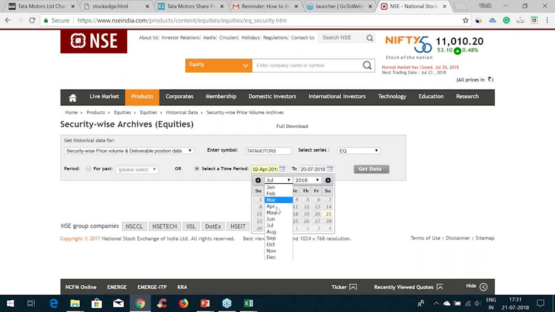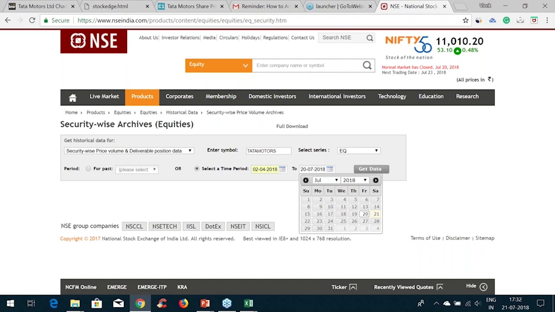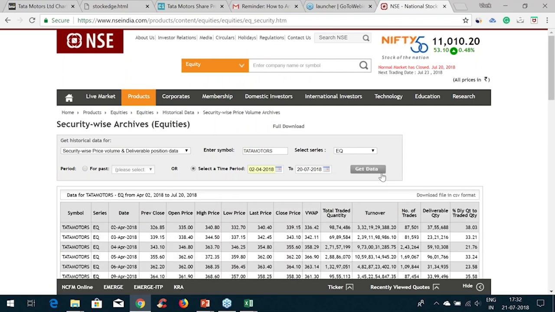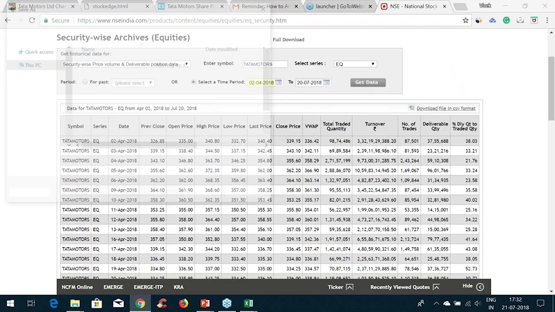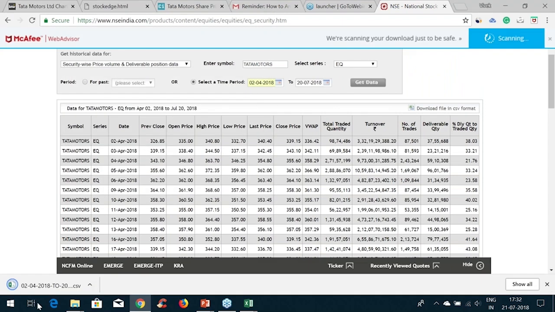Okay, so I have to again ask for it. So 2nd of April to 20th of July. So this is the data which I am getting. Let me download the file in the CSV format. So I will download the file and I open this file.